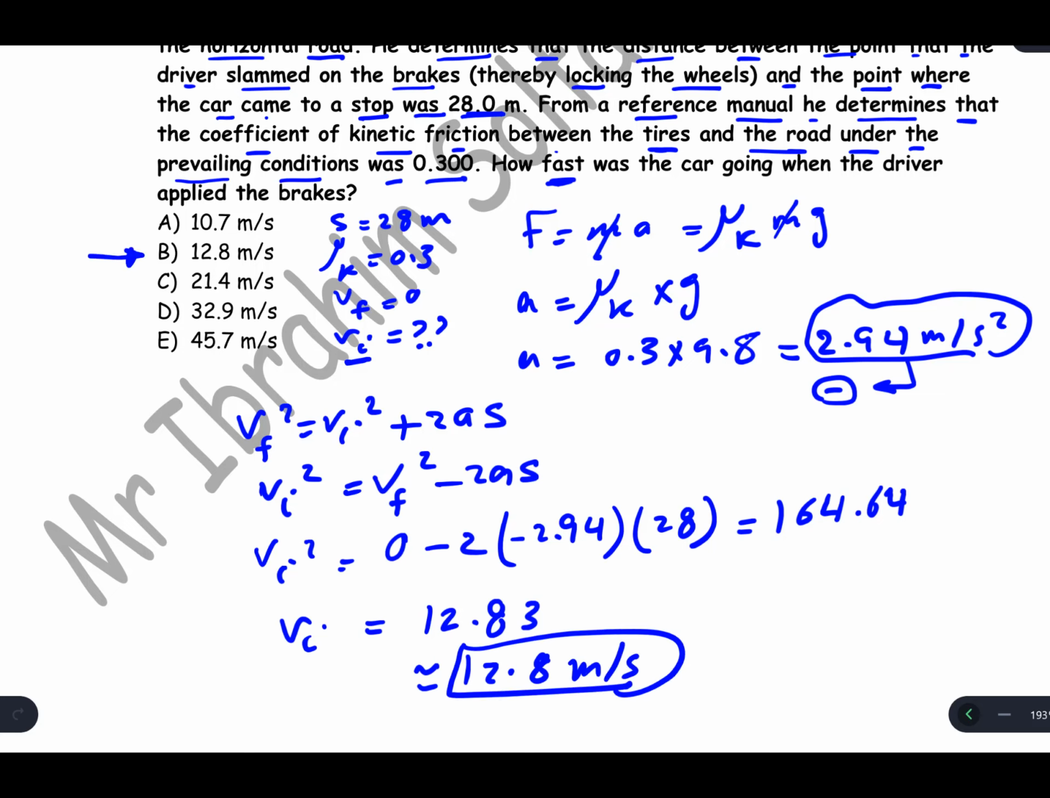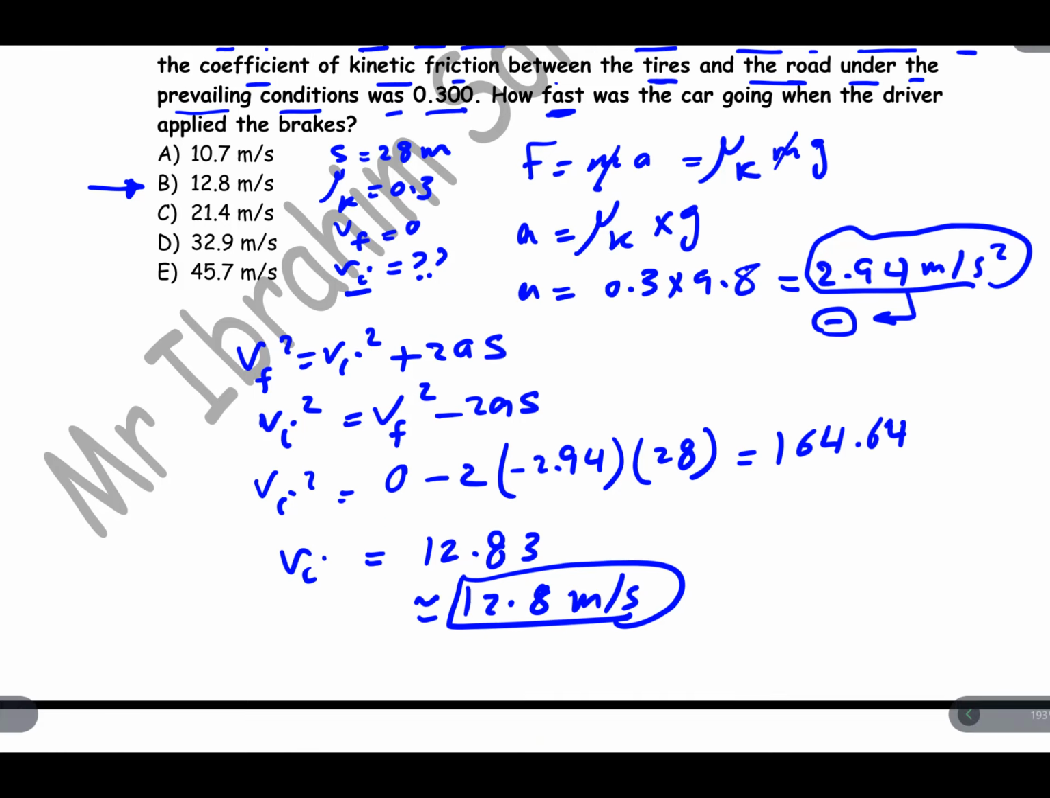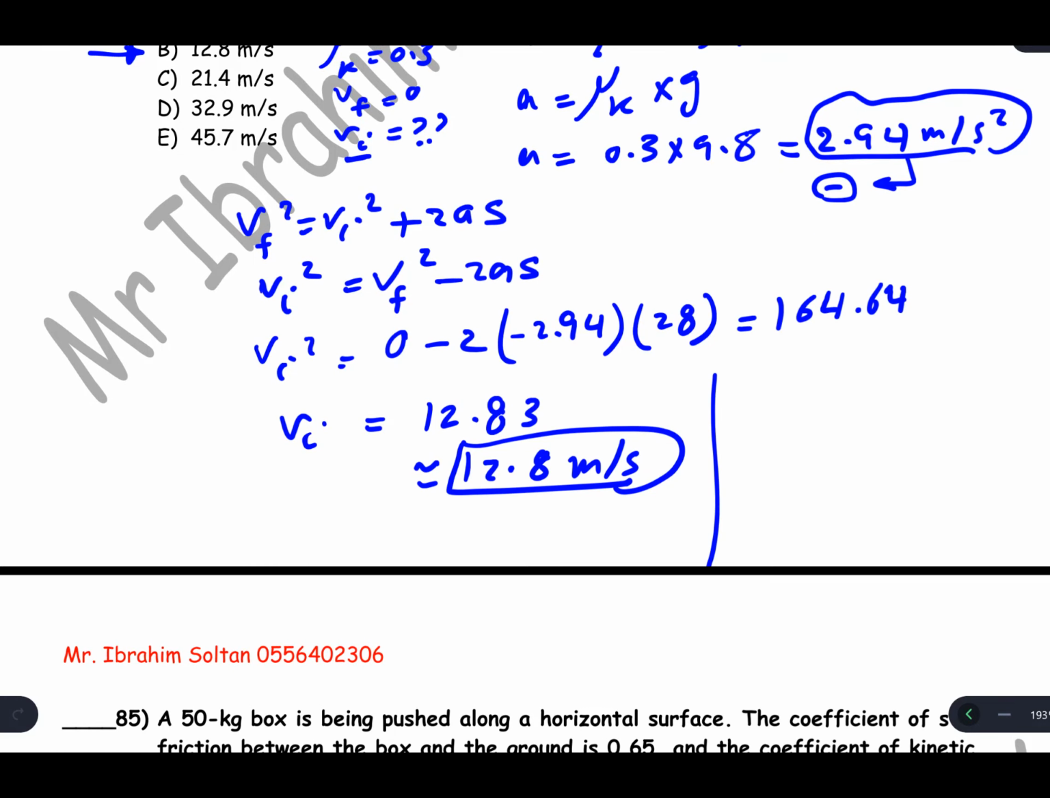So we determined the initial speed and it was letter B. You can convert it into kilometers per hour, guys. Do you know how to convert it? Guys, I want to know how to convert units.